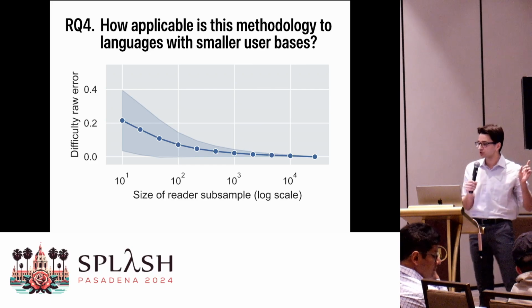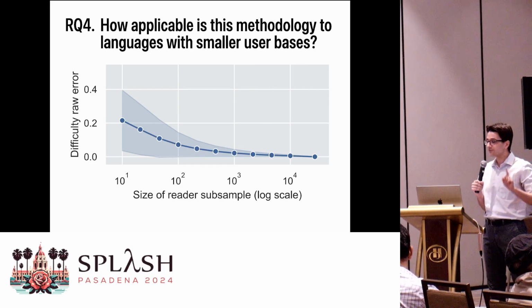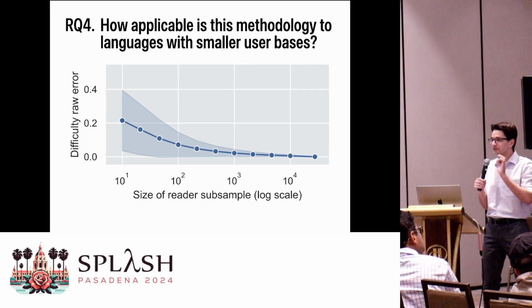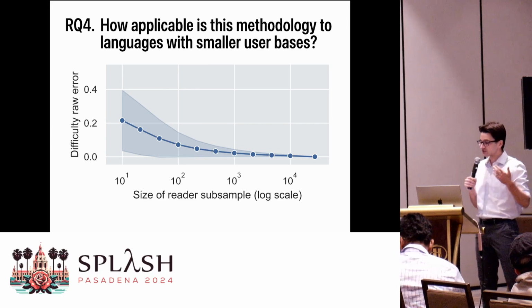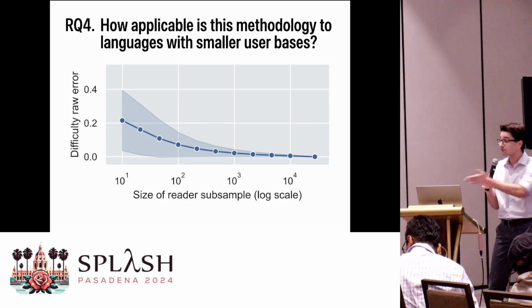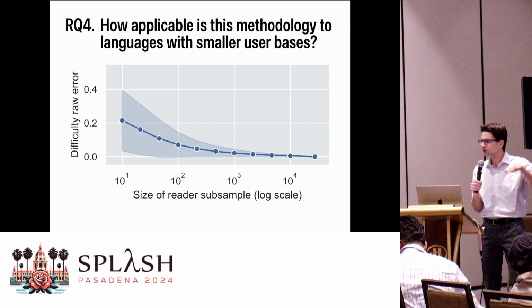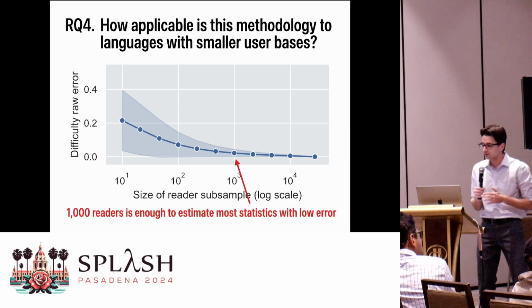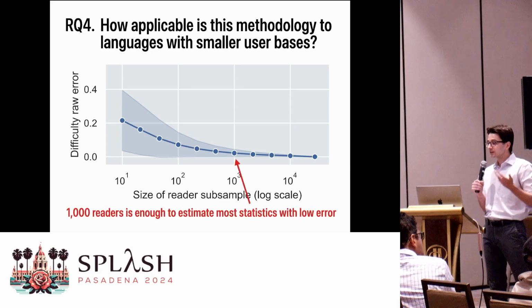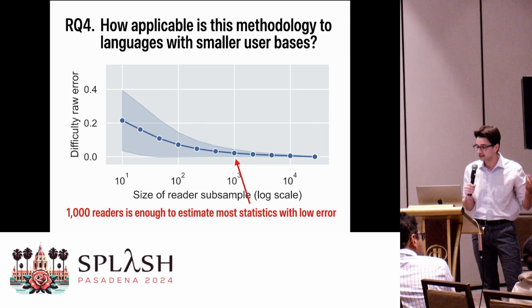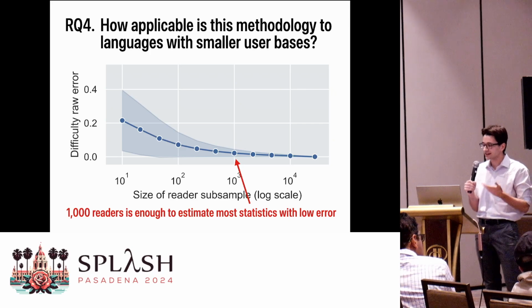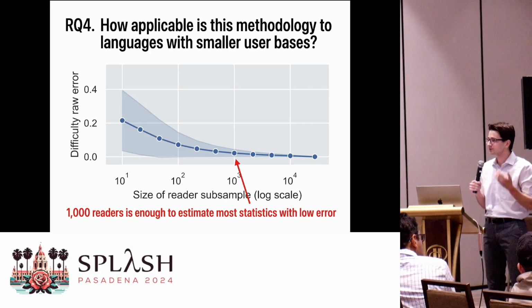What this plot is showing, the y-axis, is the average error in the estimation of a question's difficulty. So 0.2 means your average estimation is 20 percentage points off of the true difficulty. The shaded region is 1 standard deviation from the mean. Generally what we found is that 1,000 readers is definitely enough to estimate most of our statistics with very low error. 100 readers is enough to get a coarse estimate that is likely useful but imprecise.